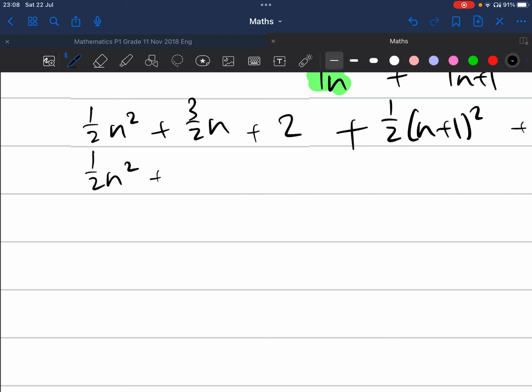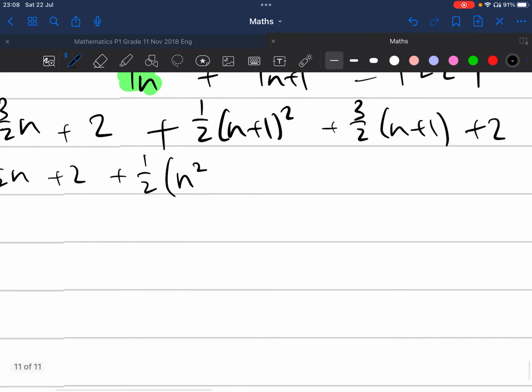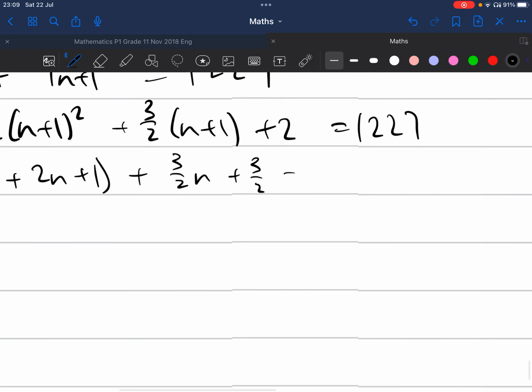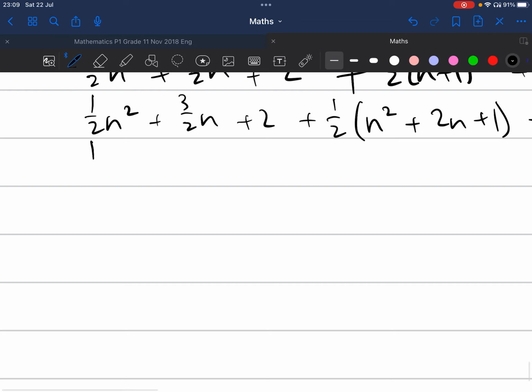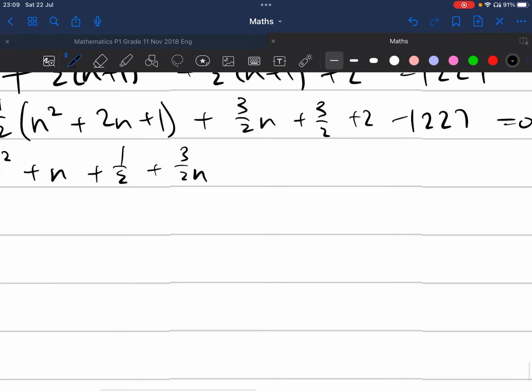Okay, so half n squared plus 3 over 2n plus 2 plus half. Now it's square binomials. So it's n squared plus 2 times n, because remember you multiply these two, so you'll get n times 1, which is n, and then you double it, so 2n, and then you square the last term. Plus 3 over 2n plus 3 over 2, just multiply it into the brackets, plus 2, and then I'll bring this to the other side, minus 1227 equals 0. Okay, let's do this one more time. Let's just go through and open up these brackets. You should be very careful not to make any errors because it'll make the whole answer wrong.